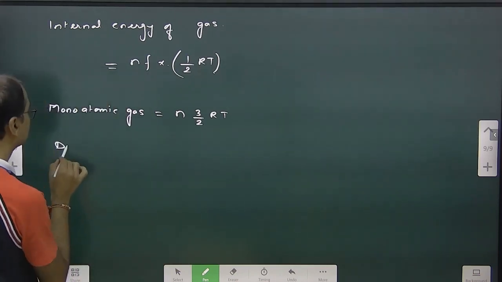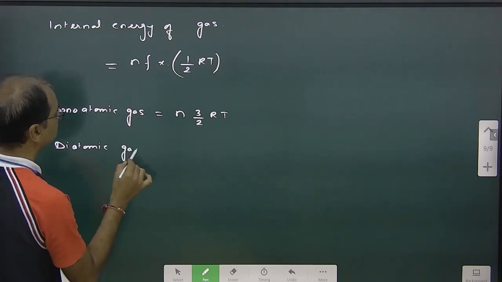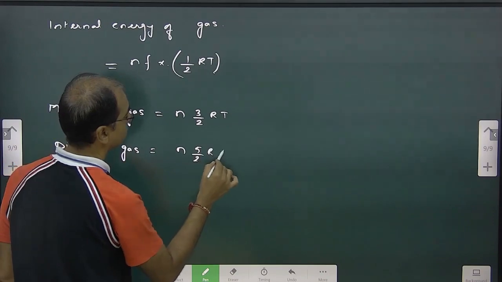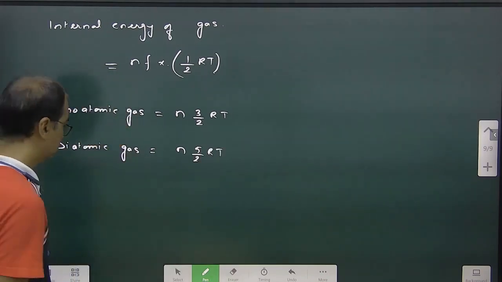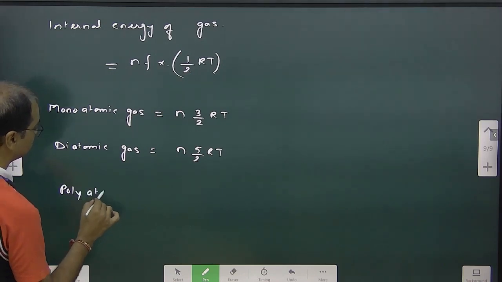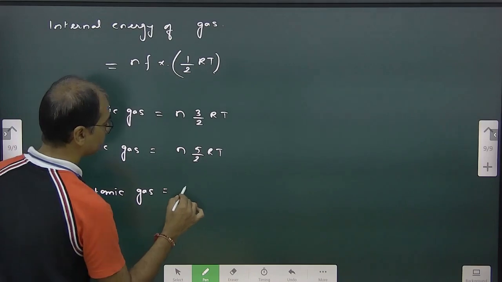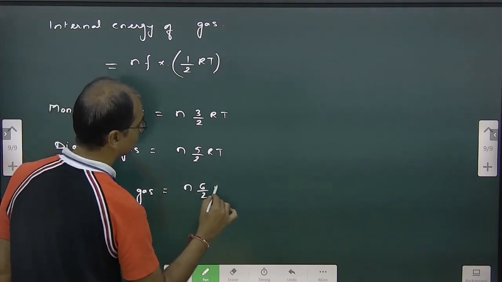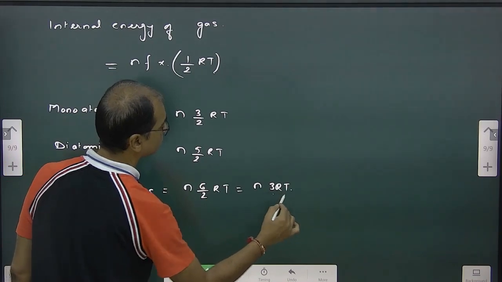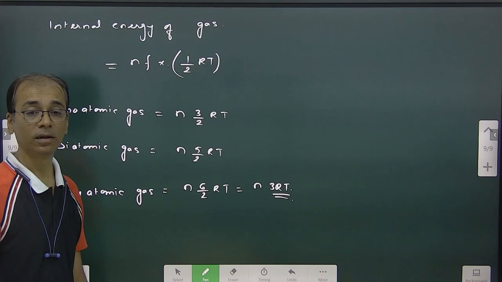Diatomic gas. How many degrees of freedom? 5. So n into 5 by 2 RT. Okay, polyatomic gas. How many degrees of freedom? 6. So n into 6 by 2 RT. So that means n into 3 RT. Okay, so this is internal energy.